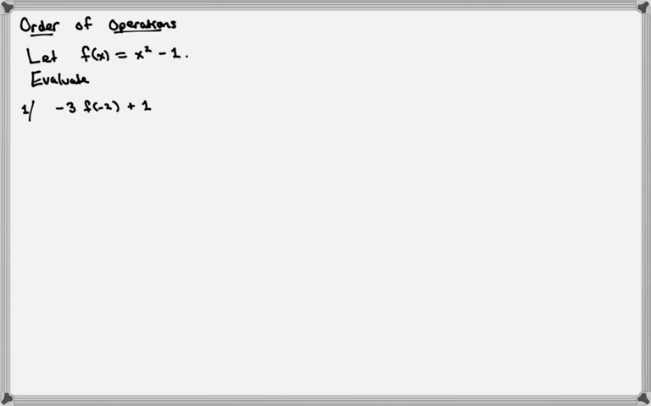So the first thing I'm going to do is take minus 3, and I've got to evaluate that function f of minus 2. So I'm going to put in brackets there the value of the function at minus 2, and then I've got to add 1 when I'm done. To evaluate this function, I've got to take minus 2 and square it, and then subtract 1. And it was important that I included those brackets there because that entire expression is being multiplied by minus 3.